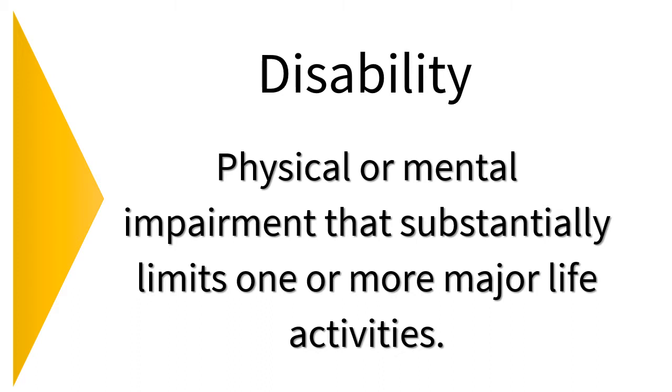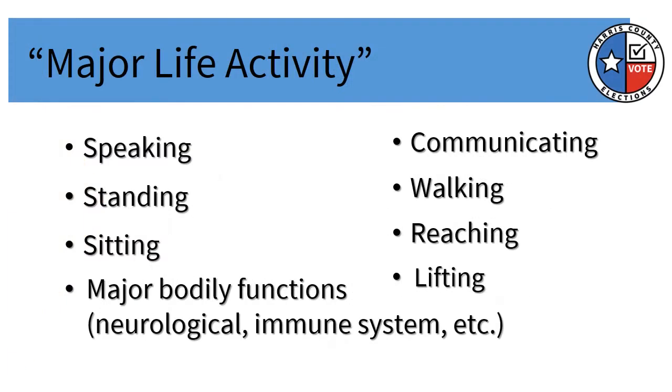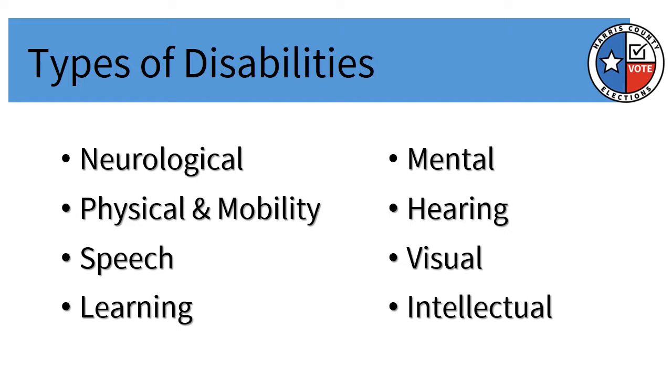What does the term disability entail? Under the ADA, disability is defined as a physical or mental impairment that substantially limits one or more major life activities. The definition of disability and the term substantially limits should be interpreted broadly. What is considered a major life activity? Speaking, standing, sitting, lifting, communicating, walking, and reaching, as well as the operation of major bodily functions, such as the neurological or immune system. Types of disabilities include hearing, speech, mental, neurological, learning, visual, intellectual, and mobility.